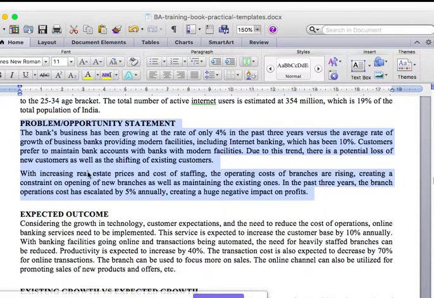Right now I need you to write only this part, the problem or opportunity statement. At the end of the session, we will send you the template. Then you can fill out that template and send it across as part of your assignment. The remaining part of the template you can take care of later. But this particular part, how you define it, is mentioned here.